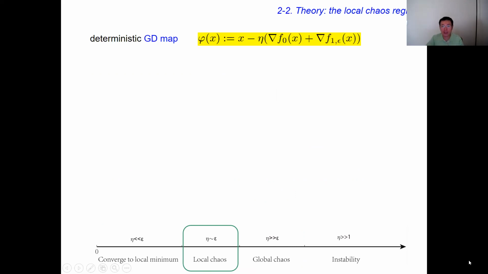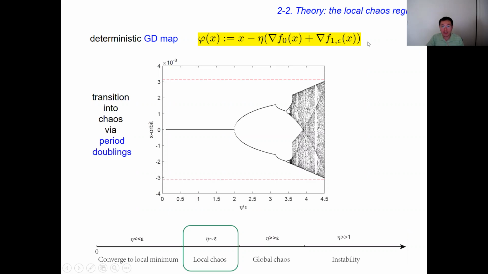So what happens in local chaos? You can look at the iteration of gradient descent. It's actually the iteration of a deterministic map, so you can take a dynamical systems point of view. For example, you can look at a neighborhood of a minimizer. In this neighborhood, when eta is very small, the minimizer is the only attractor; it's an attracting fixed point. But as you keep increasing eta, at some point this fixed point will lose its stability. It's still a fixed point, but no longer stable, and instead, nearby, a periodic orbit of period 2 bifurcates out.